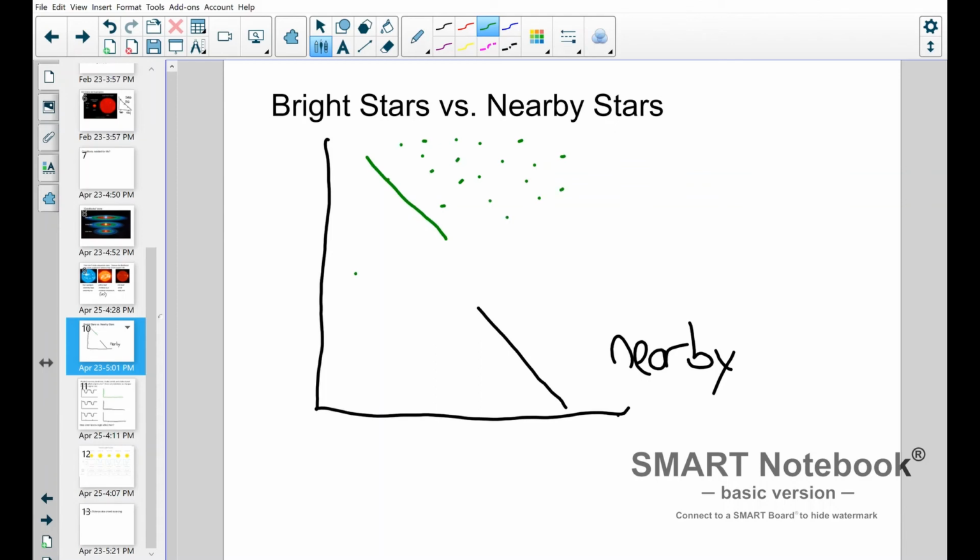Because it's important to remember that what we perceive as brightness does not take into account how far away the star is from us. So the bright stars are quite scattered on the diagram. They have a variety of properties and they're not all that similar to each other. This is just because when we talk about brightness, we're picking the ones that look bright to us, regardless of distance.